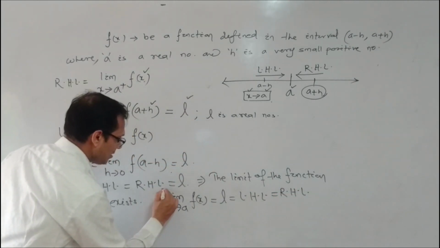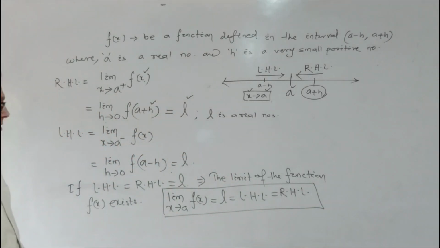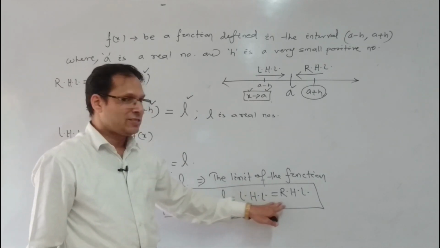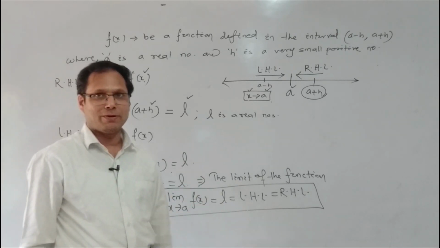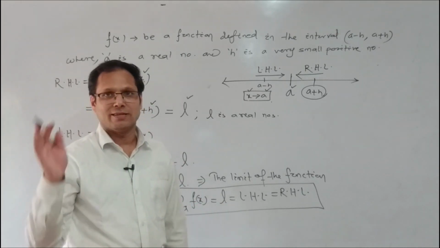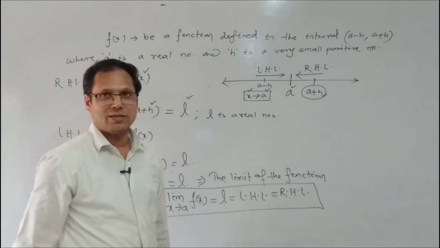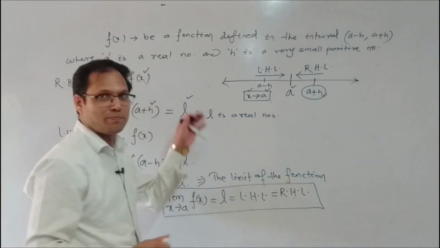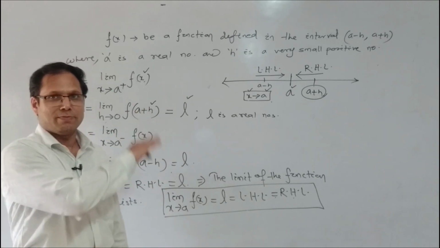This is called the existence of limit. That means in which case left hand limit is equal to right hand limit, then only you can say the limit of the function f of x exists, otherwise does not exist. If LHL is not equal to RHL, then the limit of the function does not exist. Now I'll take some example. So please make it a note first.